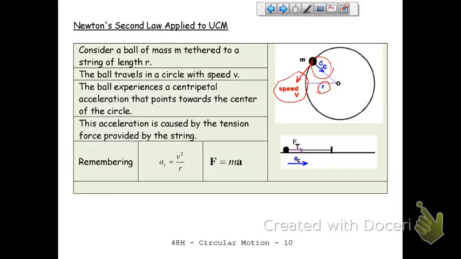We say, consider a ball of mass m tethered to a string of length r. The ball travels in a circle with a speed v. The ball experiences centripetal acceleration that points towards the center of the circle, and this acceleration is caused by the tension force provided by the string. And the point I made last time was that you don't get a centripetal acceleration, so it's best not to think in terms of centripetal force.